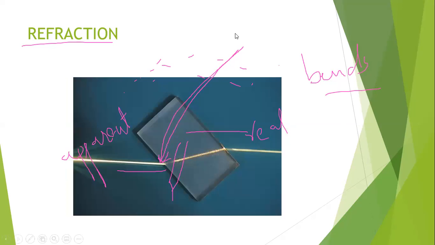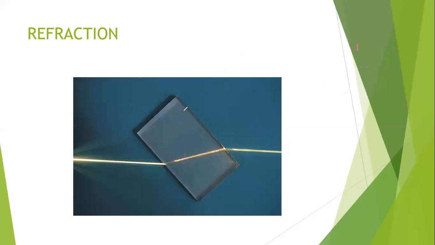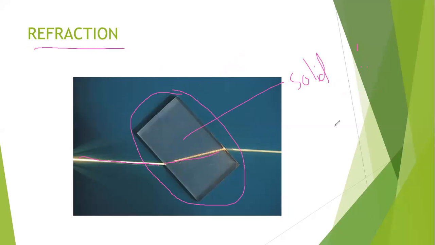Here you can see refraction in solid, the third state of matter. This is a piece of glass that is solid. If light passes through this piece of glass, it will bend. So in refraction, when light passes from one state to another state, it will bend.